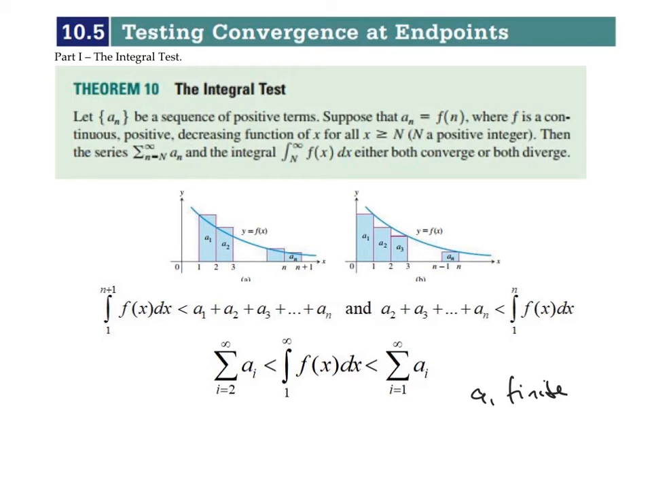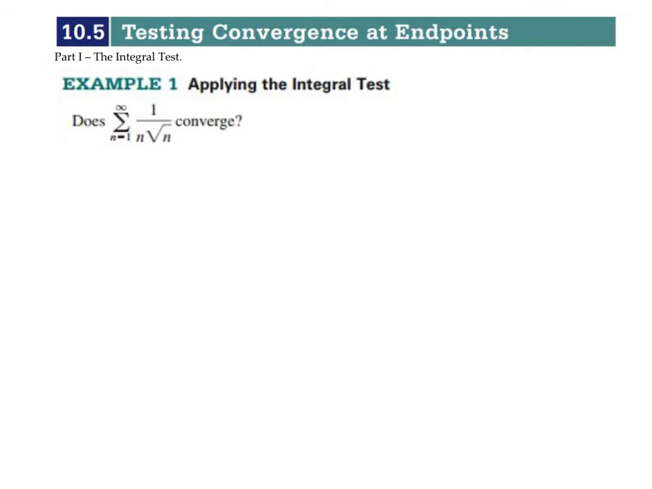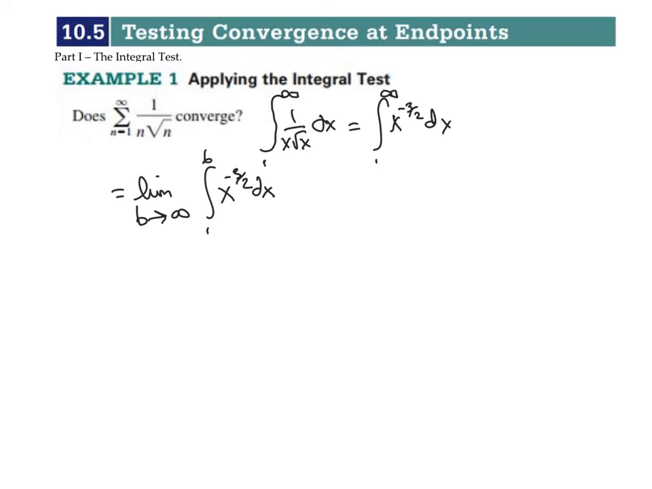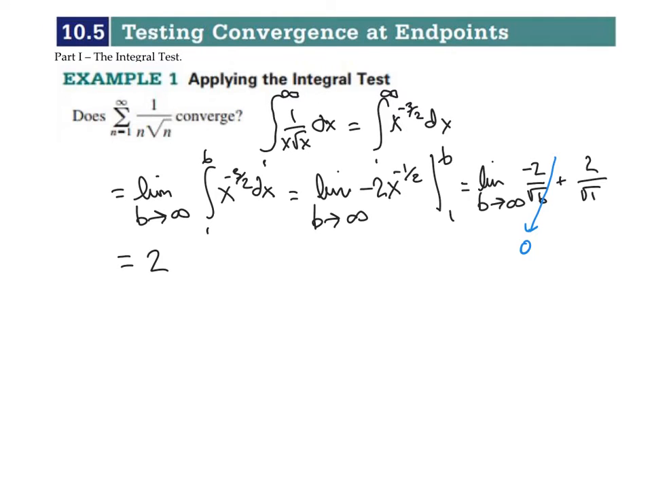Let's take a look at an example of how to apply this. So this series will converge if the following integral converges. Here I'm going ahead and rewriting the 1 over x root x as x to the negative 3 halves, and then following the procedure we learned in Chapter 9 for dealing with integrals involving infinity. So let's continue. So since the integral converges to 2, the series must converge. It will not converge to 2, but it won't be terribly far off it.